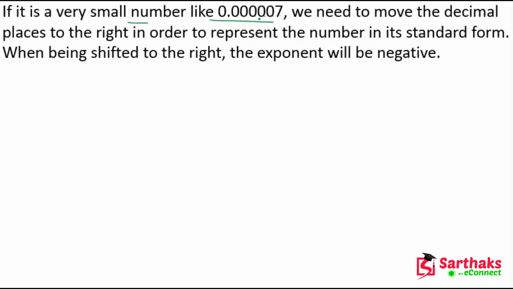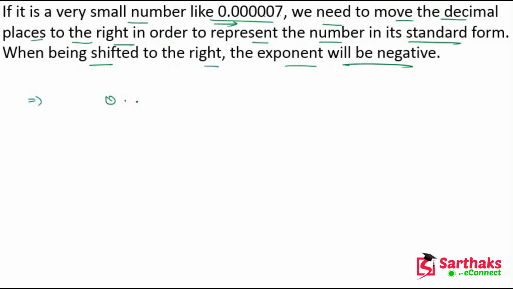0.000007, how can we convert it into the standard form? We need to move the decimal place to the right, in order to represent the number in its standard form. When it is shifted to the right, the exponent will be negative.